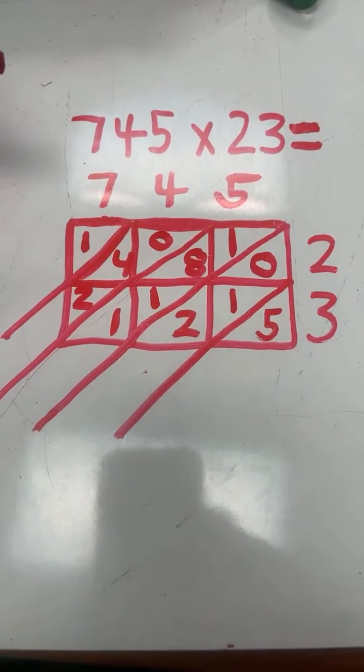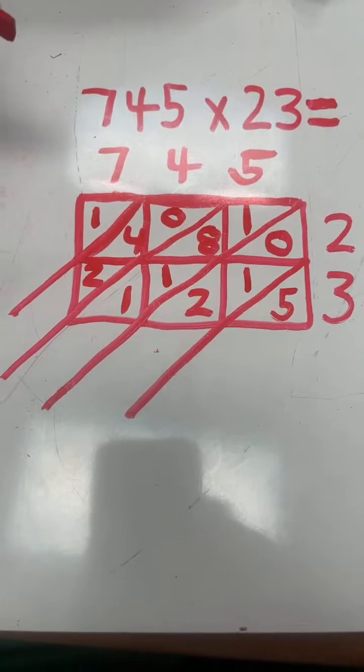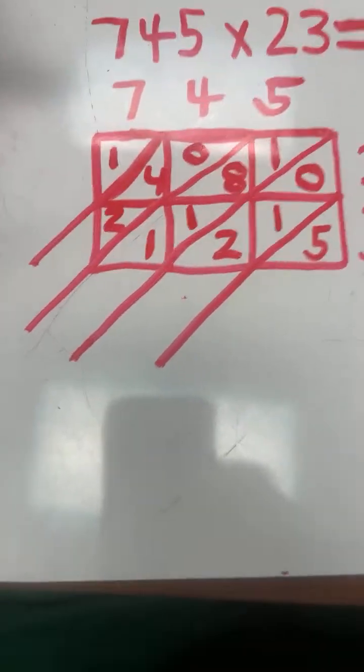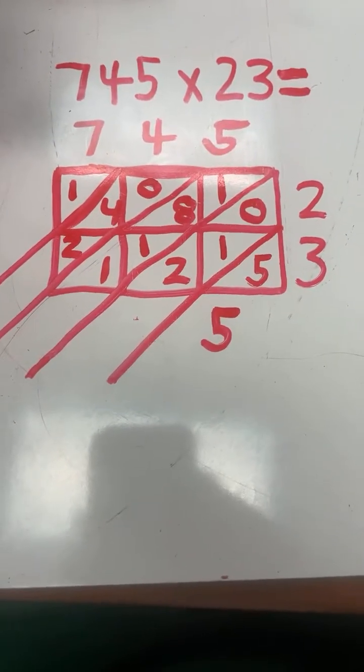So now what we need to do is add the numbers going across the diagonal lines. So we're adding all the numbers within the squares, within the Lattice model, across the diagonal lines. So across this first diagonal line, the only number is 5. So we're going to put a 5 here. That represents the digit in the ones place.